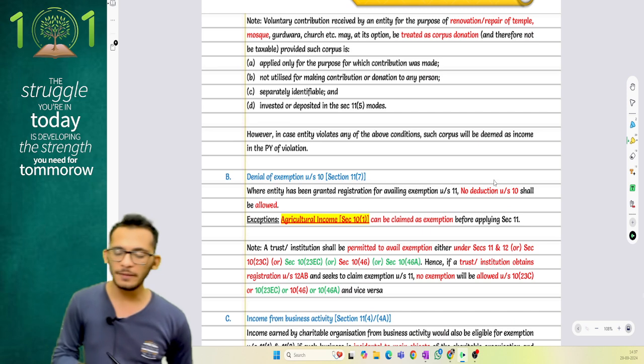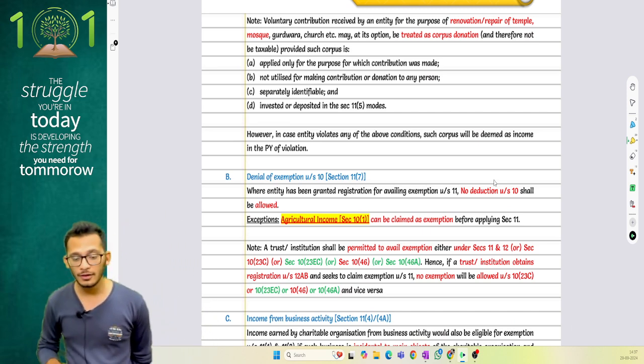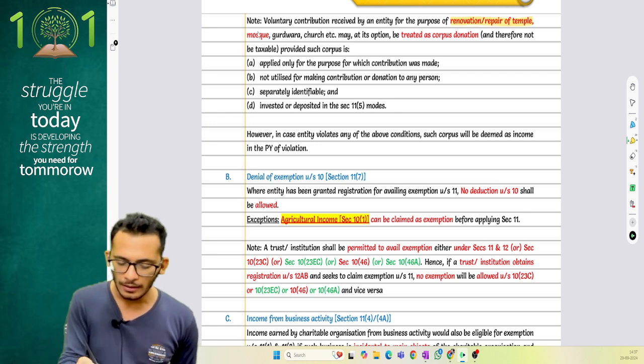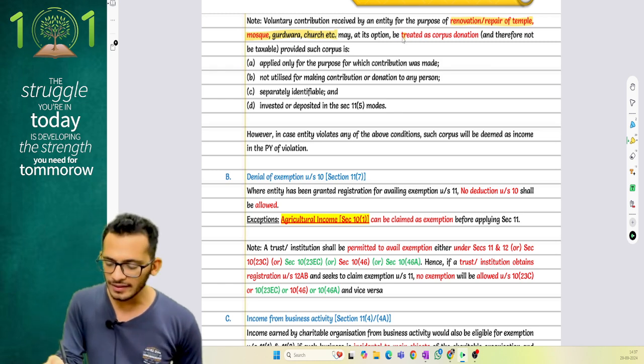Next things which you need to keep in mind is that if you are going to receive any voluntary contribution which is either for the purpose of renovation, repairs of temple, mosque, gurudwara, church, etc., then these items may be treated as a corpus donation.